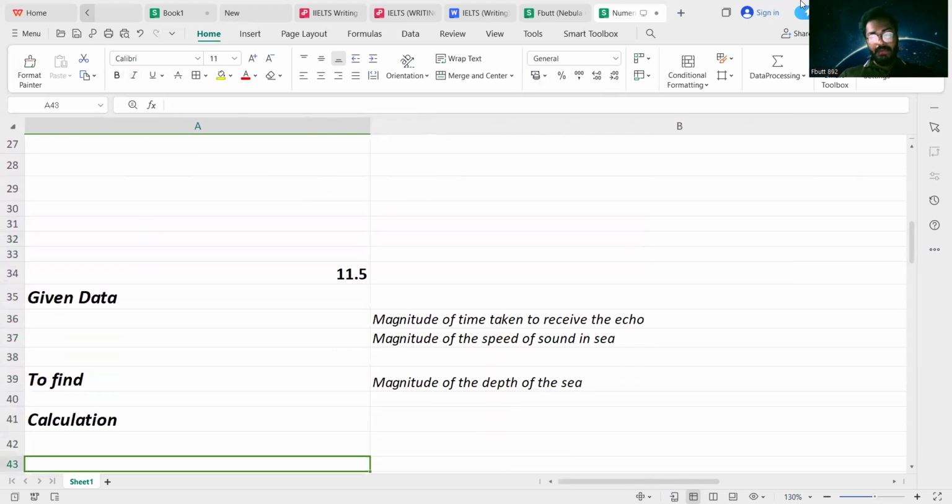Numerical 11.5. The statement is: a marine survey ship sends a sound wave straight to the seabed. It receives an echo 1.5 seconds later. The speed of sound in seawater is 1500 meters per second. Find the depth of the sea at this position or location.